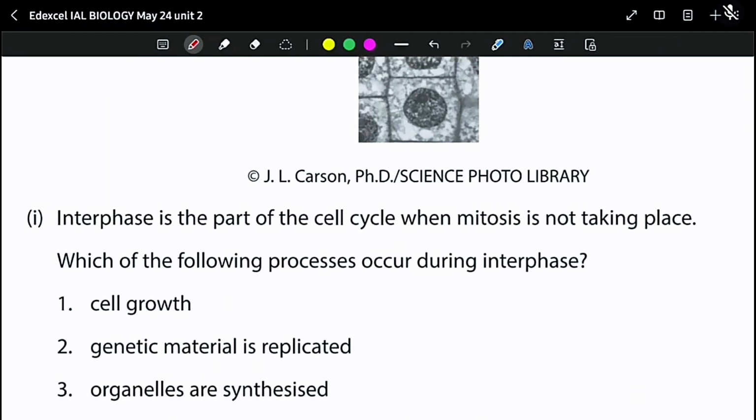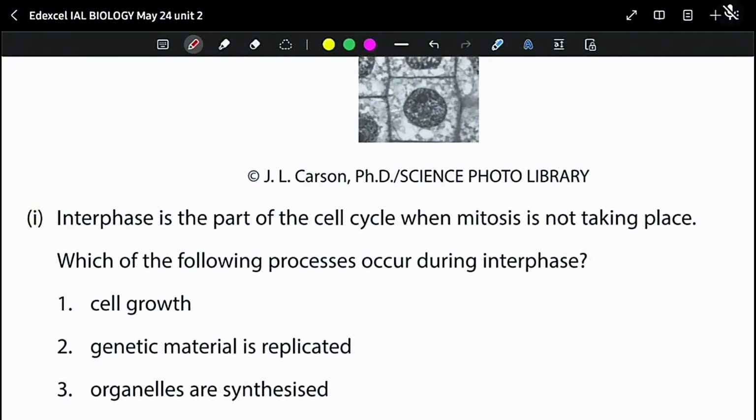Okay, 1. Cell growth. 2. Genetic material is replicated. 3. Organelles are synthesized. So we know cell growth, genetic material replication, and organelles being synthesized all occur in interphase. So the answer should be all three.